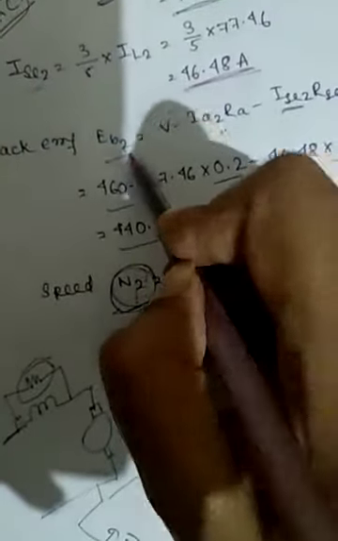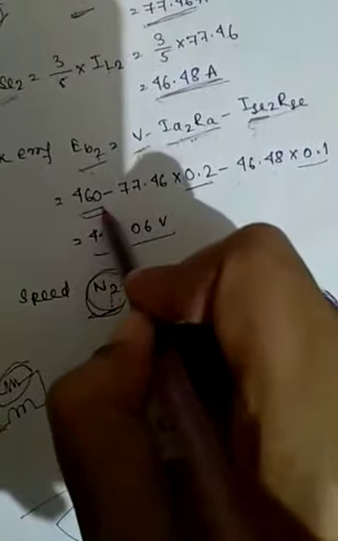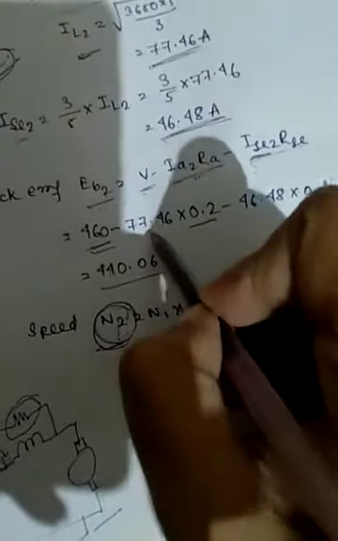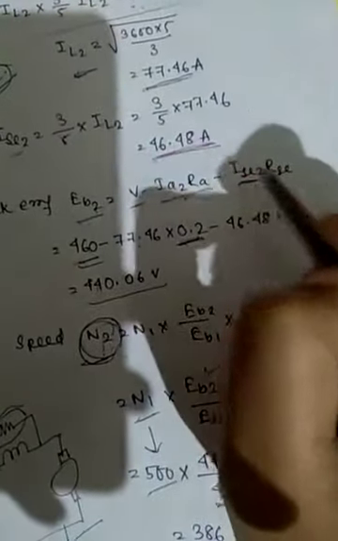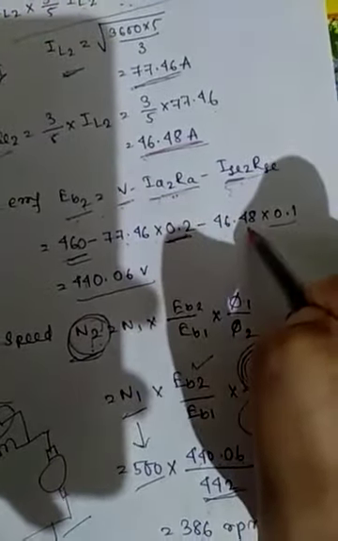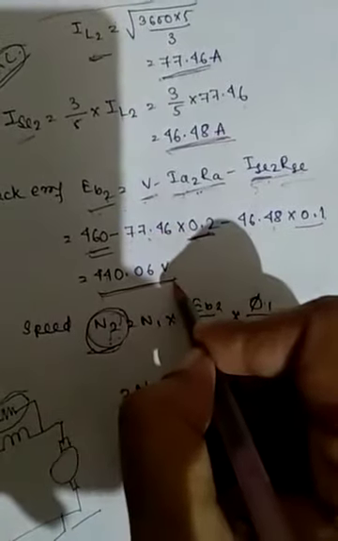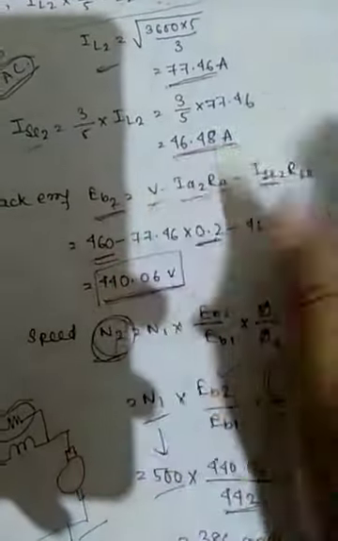Now, what will be the back EMF for the second case? The back EMF should be terminal voltage minus the armature resistance drop minus the series field drop. That is 460 volt, the supply voltage given, minus 77.46 ampere, the armature current, into armature resistance 0.2 ohm, minus the series current 46.48 ampere into series field resistance. That gives 440.06 volt, the back EMF for the second case.